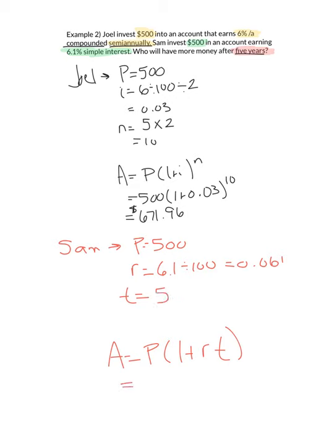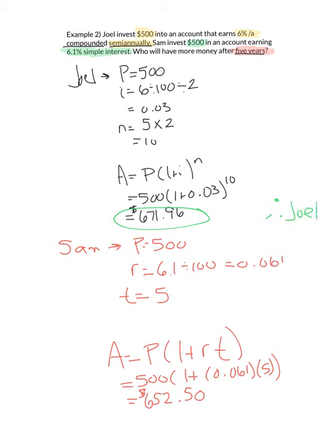So that's just 5. So 500 times 1 plus 0.061 times 5. And when I do all of that math, I get $652.50. So right away, I could see that Joel made more money. And I don't ask you by how much or anything like that, so I am okay with just saying, therefore, Joel made more money.